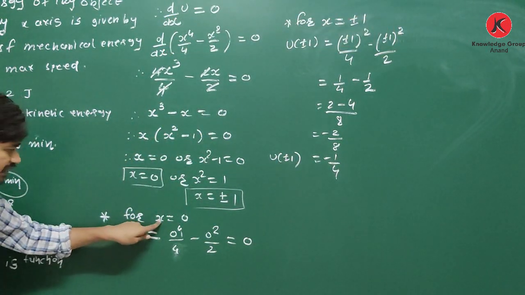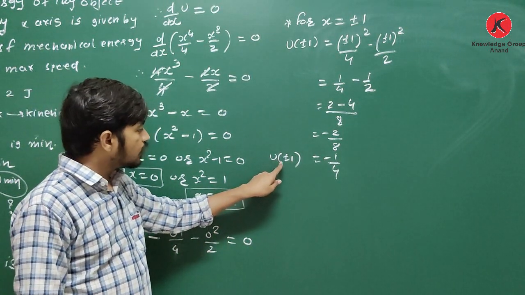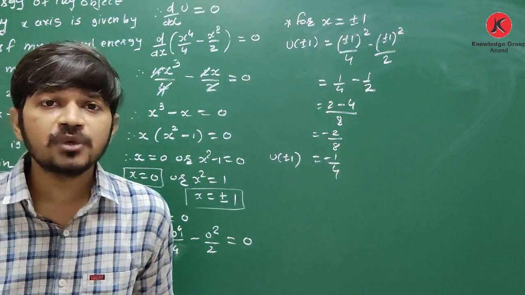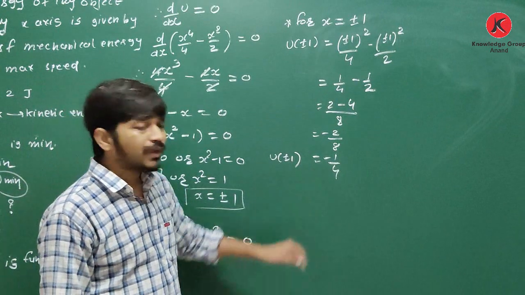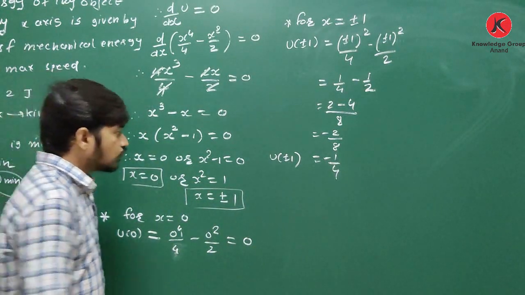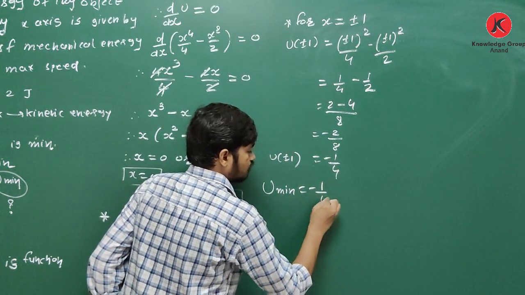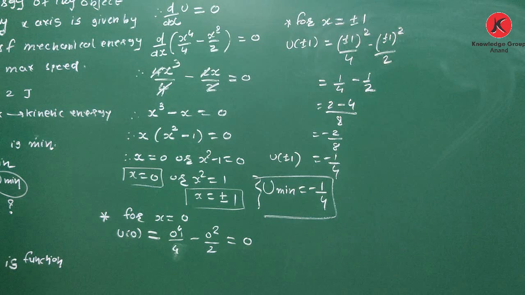Now see, for x is equal to 0, the potential energy is 0, but for x is equal to plus or minus 1, the potential energy is minus 1 by 4. So which value of potential energy is minimum? Yes, this minus 1 by 4, not 0. So U minimum is equal to minus 1 by 4.